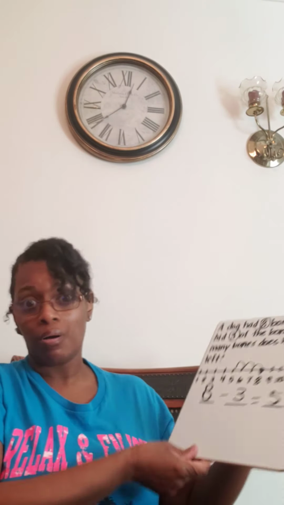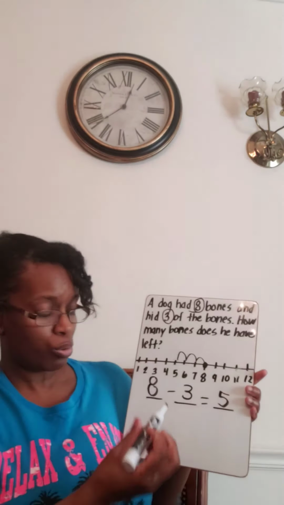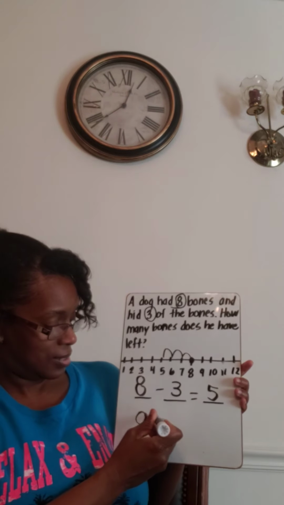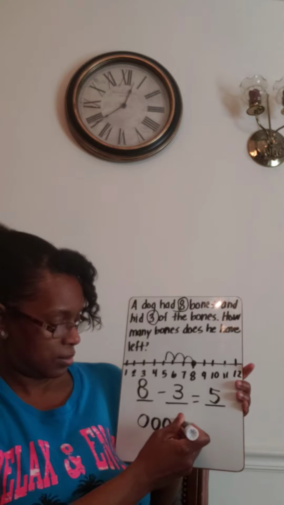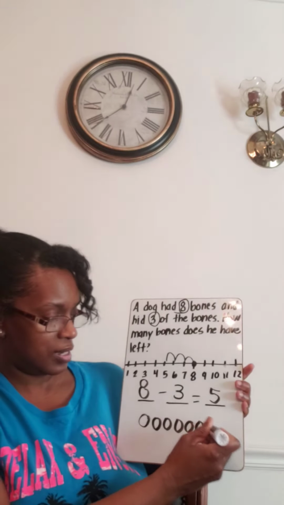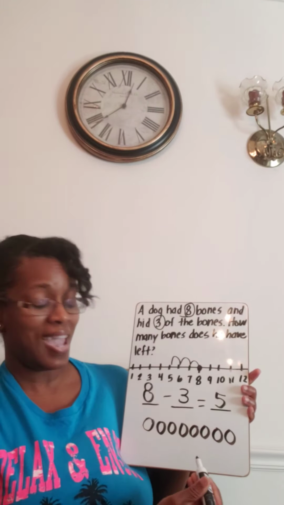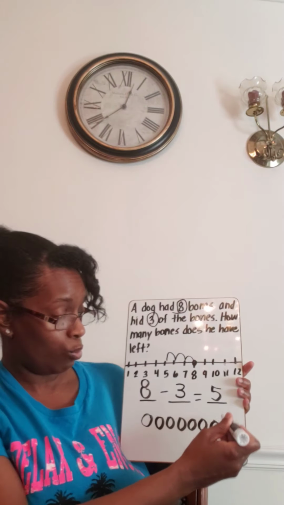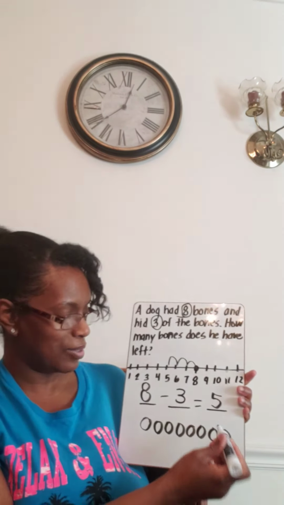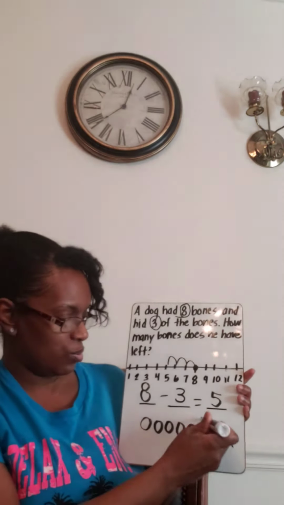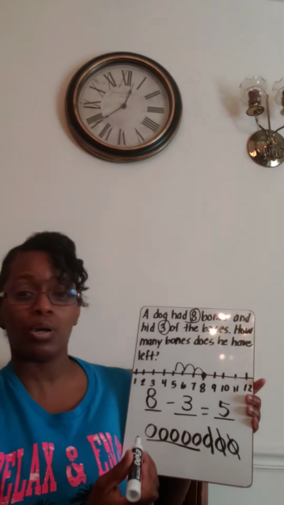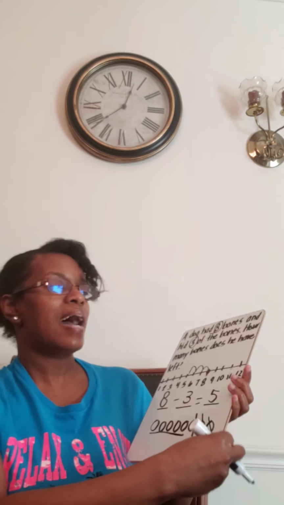Then we could also make circles. He had 8 bones. 5, 6, 7, 8. And he hid 3 of them. I'm trying to tell the answer. 1, 2, 3. How many do we have left, boys and girls? 5, okay? Now, that one was pretty easy. Let's go to something a little bit harder.